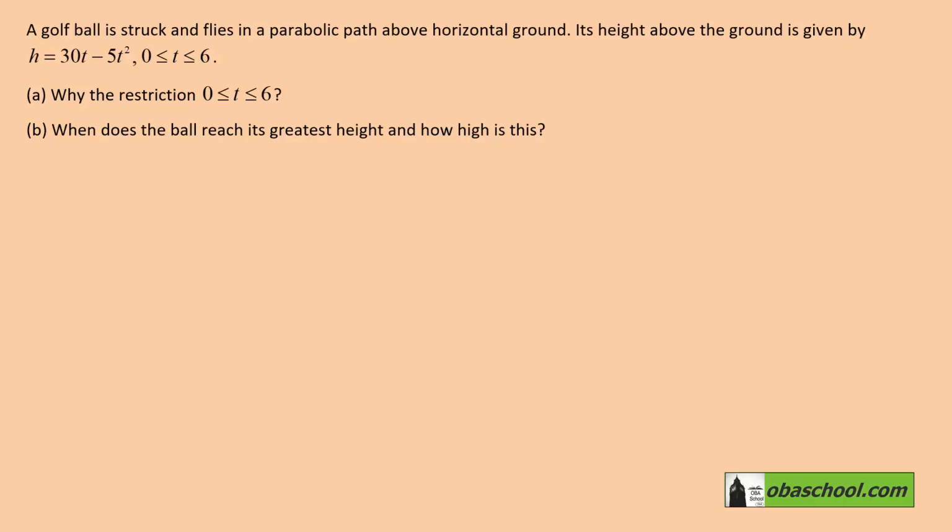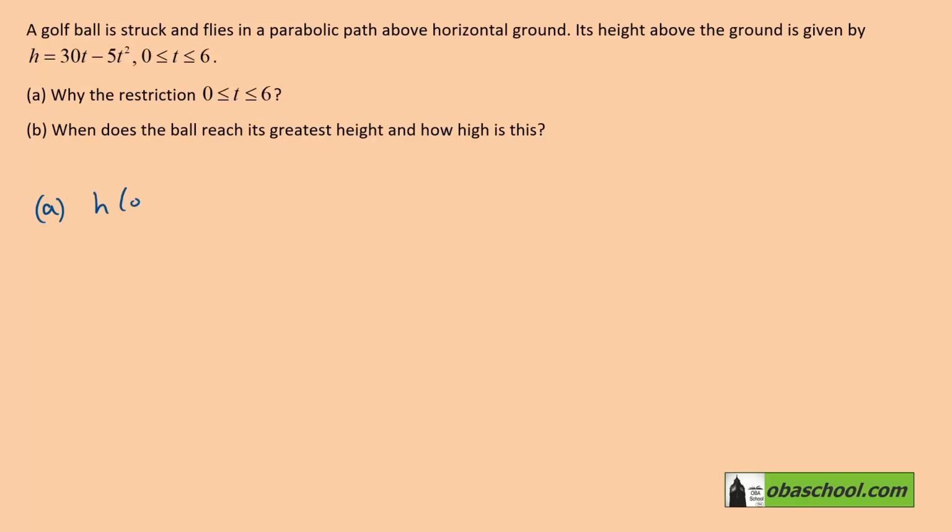A golf ball is struck and flies in a parabolic path above horizontal ground. Its height above the ground is given by h = 30t - 5t² for values of t between 0 and 6. Why the restriction 0 to 6?